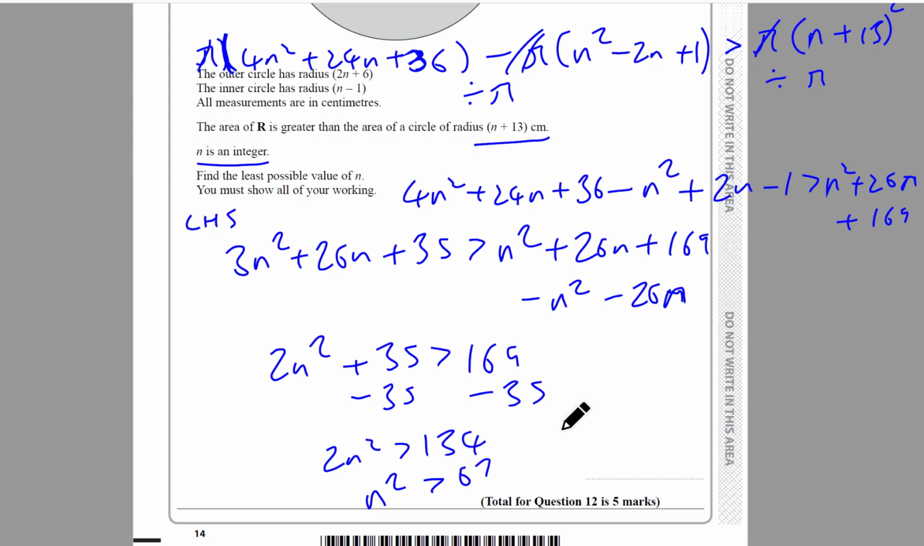So what do we know? When n equals 7, that's going to equal 49. N equals 8, that's going to be 64. N equals 9, can you see? That's going to be 81. It is talking about the n has to be an integer, so n has to be 9 for it to be greater, so n equals 9, and that is 5 marks done.